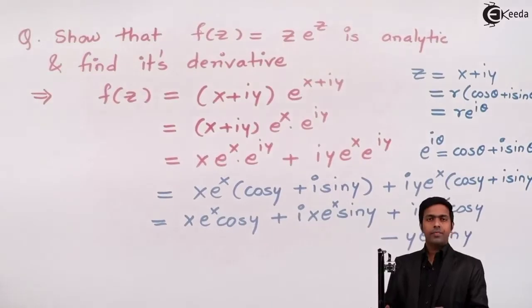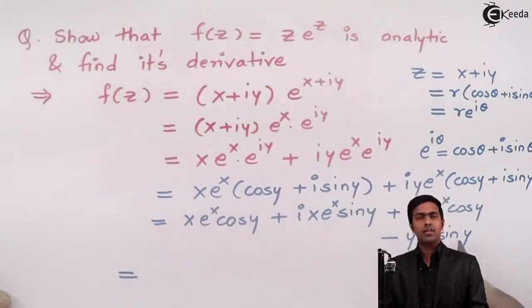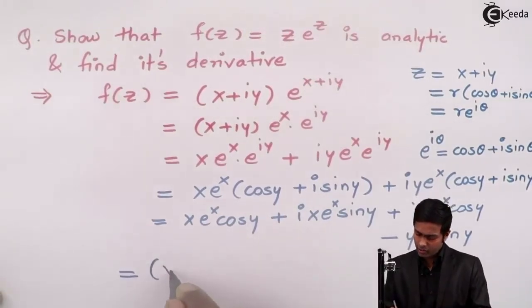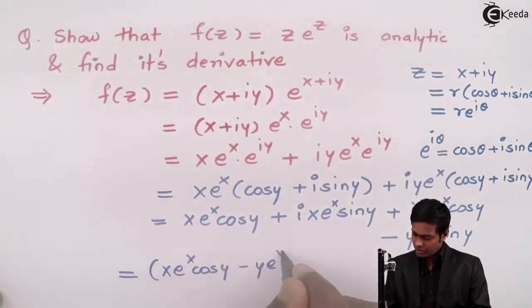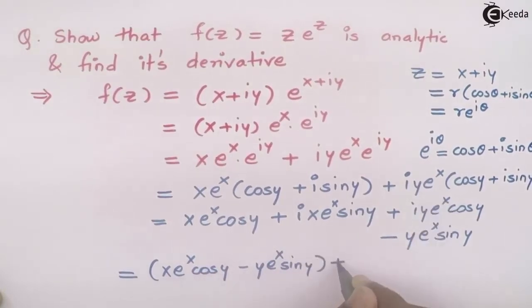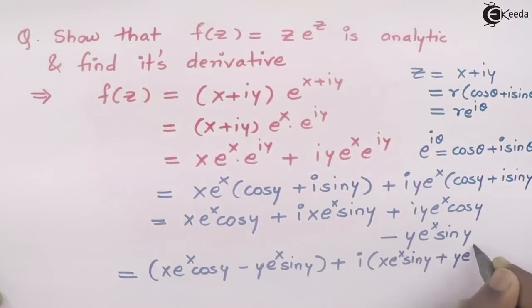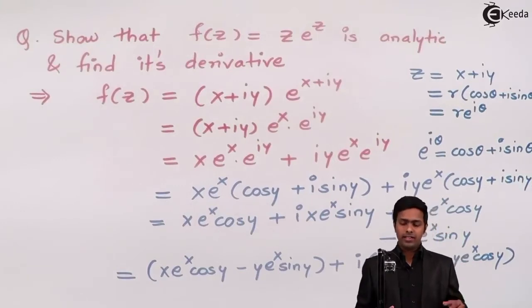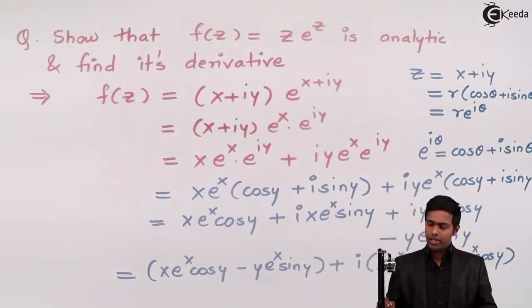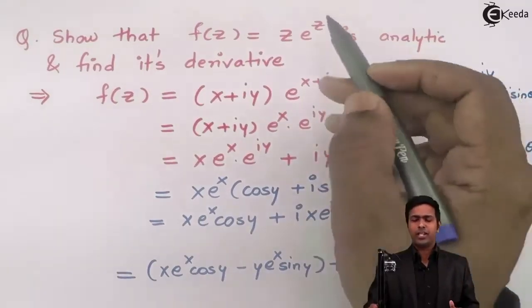Now guys, here we got 4 terms. Out of that, the first term and the last term are real, so I'll take them inside a bracket. So x e raised to x cos y minus y e raised to x sin y, plus i, here we will get x e raised to x sin y plus y e raised to x cos y. So I have taken the imaginary terms together. Now guys, why are we doing this? The reason is we want to separate the real and imaginary parts of the given function.